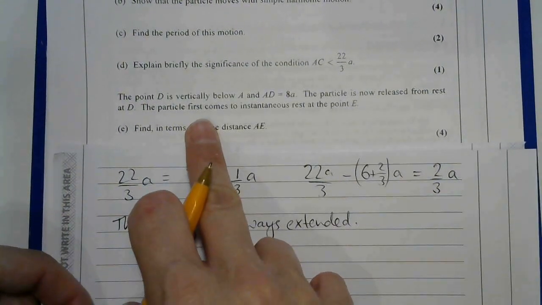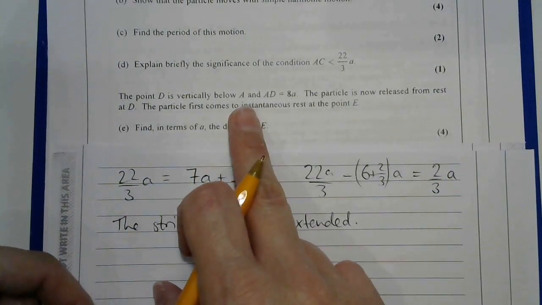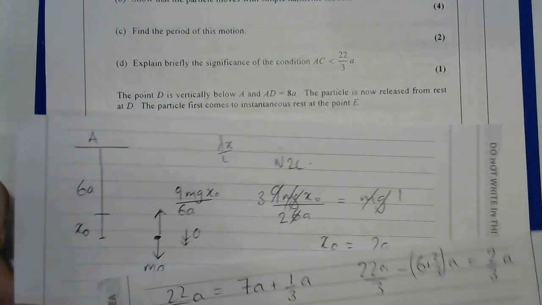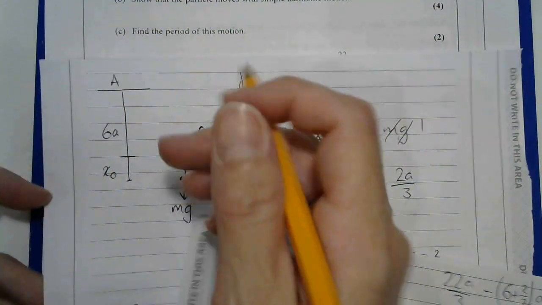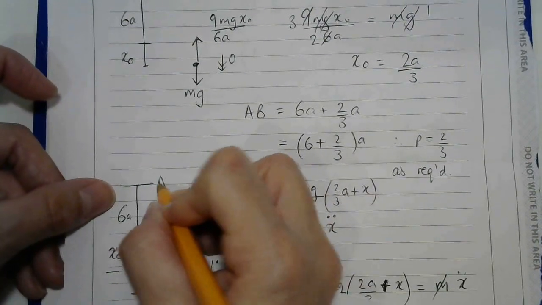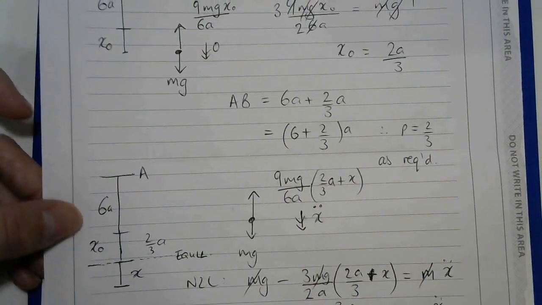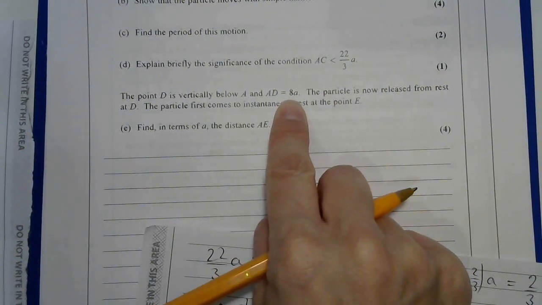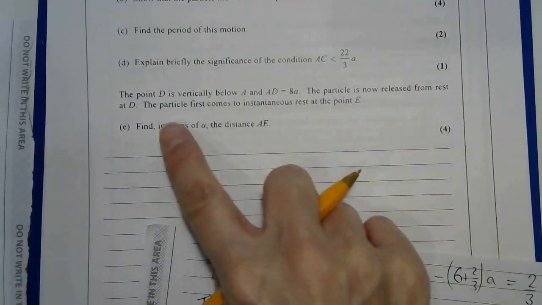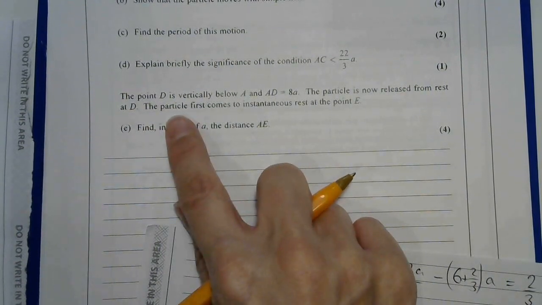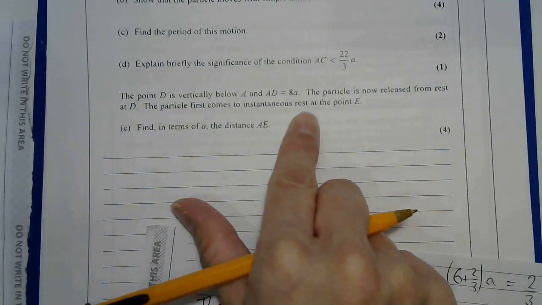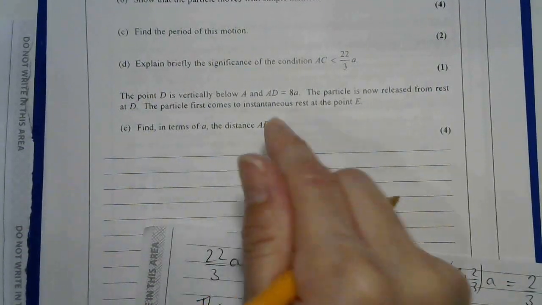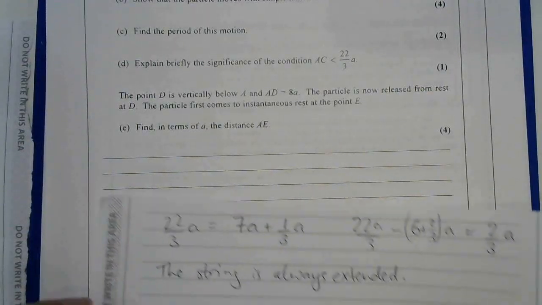Then it says point capital D is vertically below A, and AD, so remember A was the point on the ceiling, so here was A, and so this will be kind of longer than that. The particle is now released from rest at D. The particle first comes to instantaneous rest at the point E. Find in terms of A the distance AE.